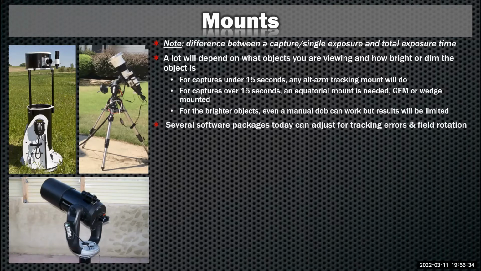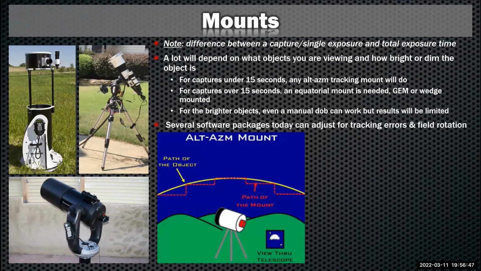Now, there are several software packages today that can help against tracking errors, adjust for those things, and field rotation. So software is very, very important when you're doing EAA. And I just want to illustrate the difference here when you're looking at an alt-azimuth mount versus an equatorial. In the graphic below, you'll see as an object passes across the sky, your view through the telescope is going to rotate. So, in this case, we're simulating a view of the moon.